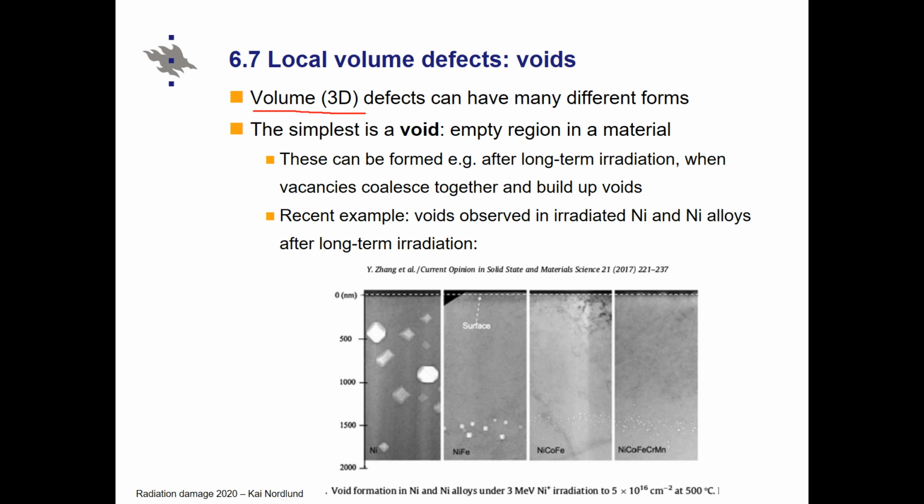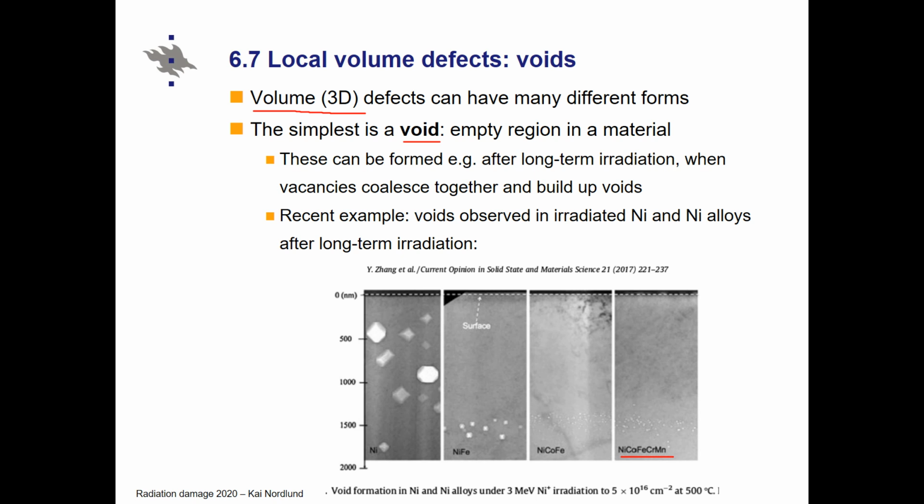So we'll discuss a few volume defects. The simplest one is a void. That is, you simply have an empty region in a material. And this is one of many pictures of voids in materials in transmission electron microscopy. So in these pictures, the gray area is standard metal, and then these light areas are voids in the metal. And this is from quite recent work studying nickel and nickel alloys, going all the way to a high entropy alloy, nickel, cobalt, iron, chromium, manganese, compared under 3 MeV nickel irradiation, what kind of structure you had after high dose and a high temperature, 500 degrees C.